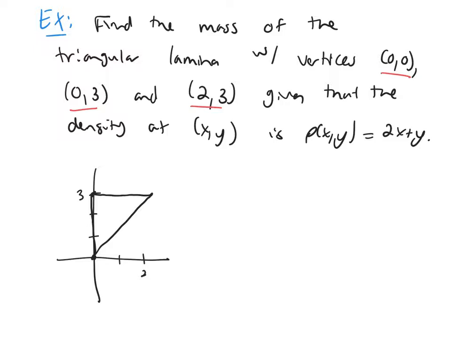So if I look at pieces vertically, well then my bounds on x would be 0 to 2. And my bounds on y would be, y is at most 3. That's this top line here, y equals 3. If you write the equation of this line right here, it'll be y equals 3/2 x.